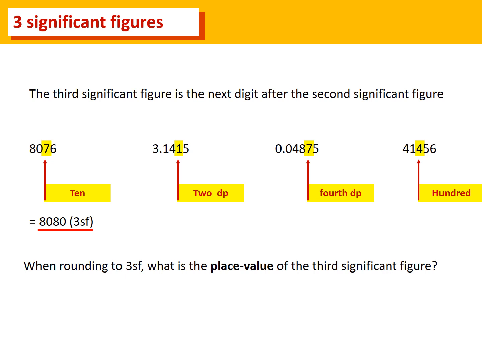In the second number, to 2 decimal places, that would just be 3.14. In the third number, the 4th decimal place would be, well, because we look after the 7, we've got a 5, so we would actually round that up to an 8, so it's 0.0488. And finally, 41,456 is between 41,400 and 41,500, but it's nearer to 41,500. And that's how to round off using significant figures.